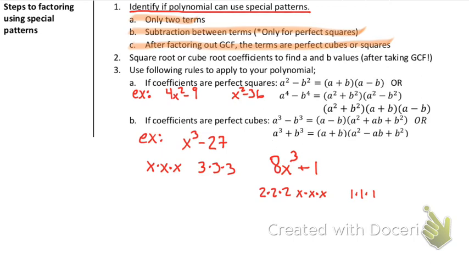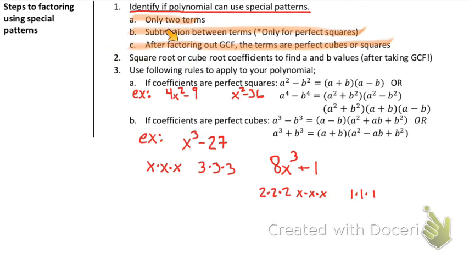Okay? So to sum it up, in order to use special patterns, there's two types. There's perfect squares and there's perfect cubes. The hardest part, I believe, once you recognize it, is recognizing when to use which. So you're always looking for two terms. When you're dealing with perfect squares, you only need subtraction. When you're dealing with perfect cubes, it doesn't matter if it's subtraction or addition.